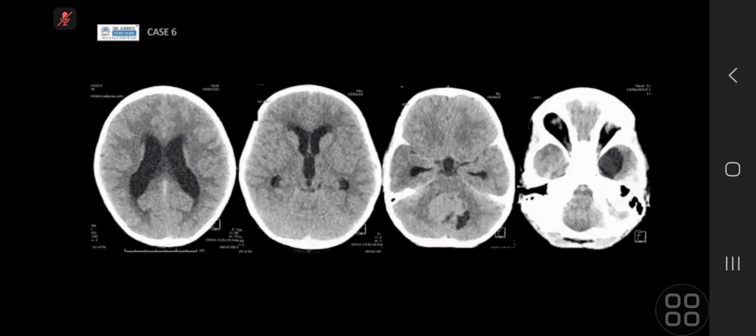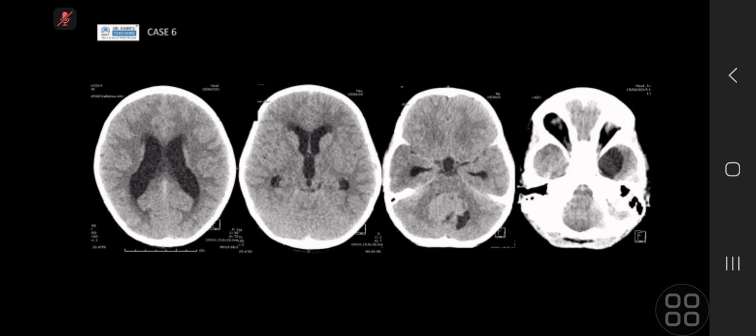Okay, case 6, next one. I have been provided multiple sets of CT images. There are hydrocephalic changes seen, as well as dilated temporal horns. There is a posterior fossa lesion confined to the region of the fourth ventricle, with a slightly hyperdense, homogeneous outline, hyperdense compared to the brain parenchyma.